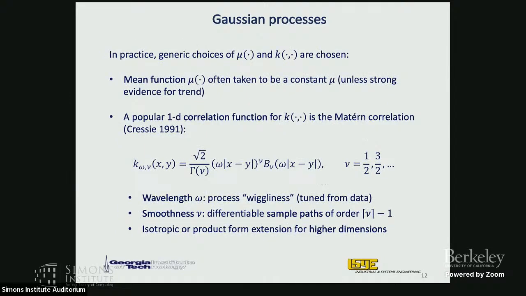In practice, for the mean function, we usually choose a constant unless you have some knowledge, and then you can choose a linear function that captures a trend. That part is easy. For the covariance function, for this paper we use 1D and extend to high D later, using the Matérn function. The index nu is usually a multiple of one half, and half is the most common. The omega is another parameter that can be tuned from data, capturing how wiggly the actual process is. The nu captures the smoothness of the sample paths. Then we can do high dimension using isotropic or product form.